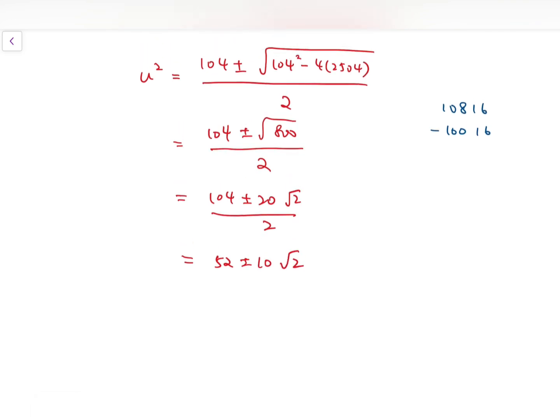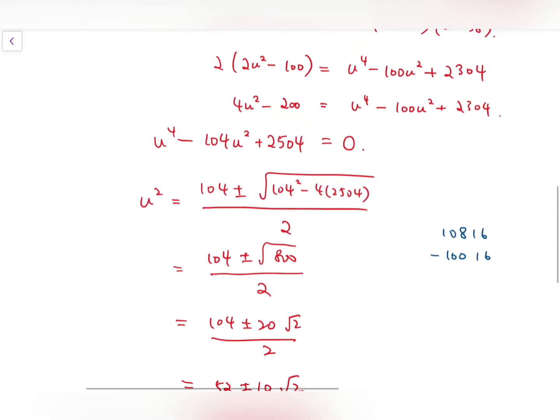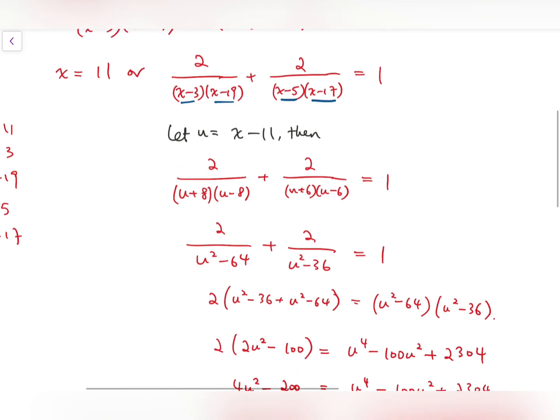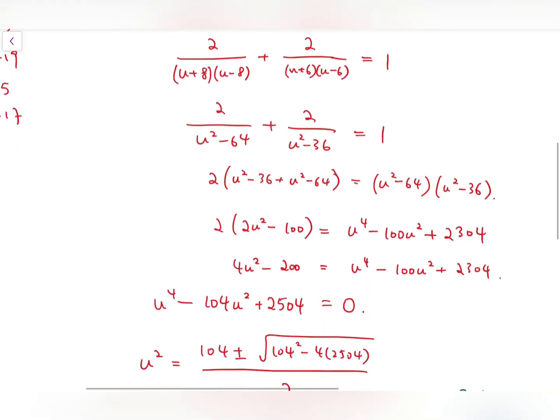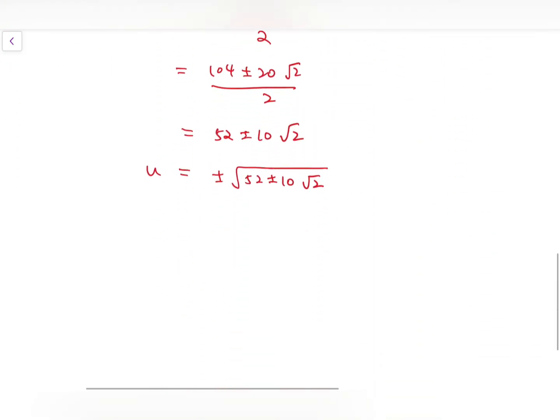So this is u squared, which means u is the square root of this, and it can be plus or minus. We still have valid solutions because 10 times root 2 is far smaller than 52, so even if I subtract it from 52, it's still positive. So the solutions are valid. Now we have 4 solutions for u, and finally, because u equals x minus 11, to solve for x I just add 11 to all of these solutions.